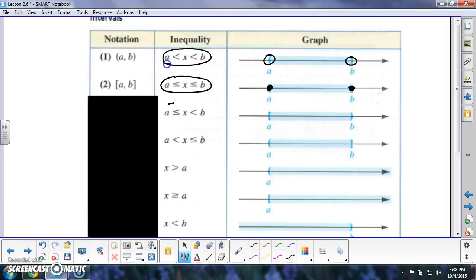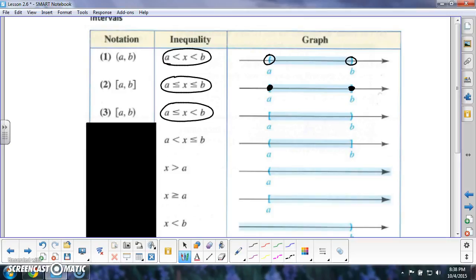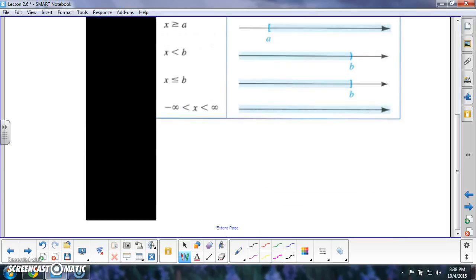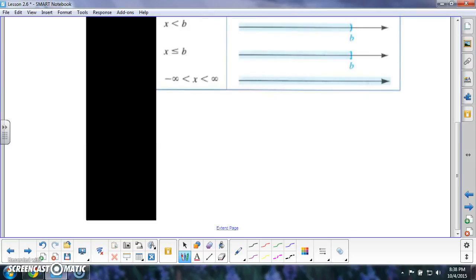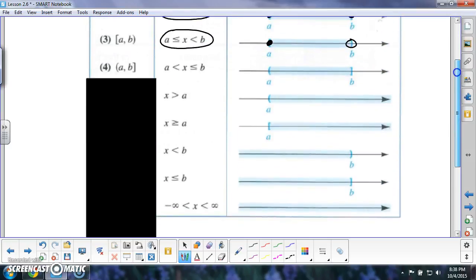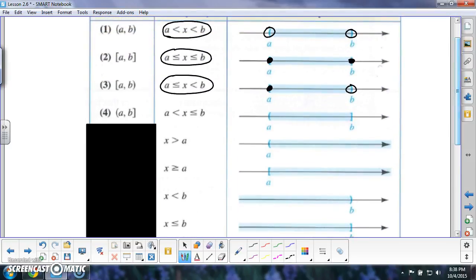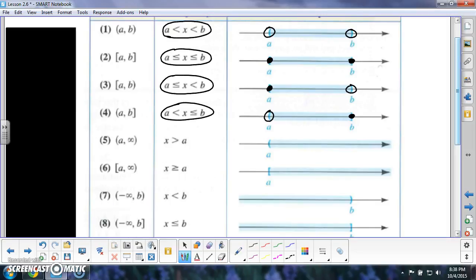The next one, this would have a bracket on the a, a parenthesis on the b, which simply just means we'd have a closed circle on a and an open circle on b. Continuing down, if we had something like this, that would mean a closed circle on b and an open circle on a. Let's just get rid of this.